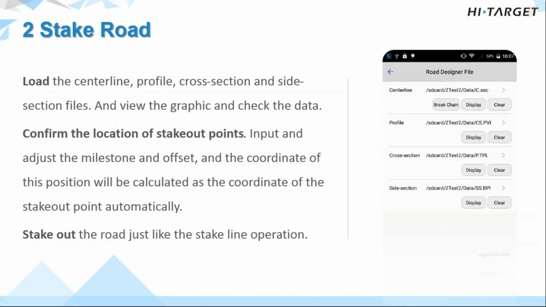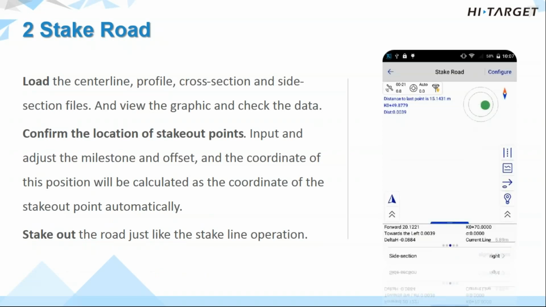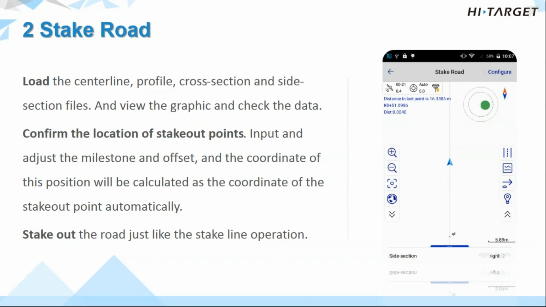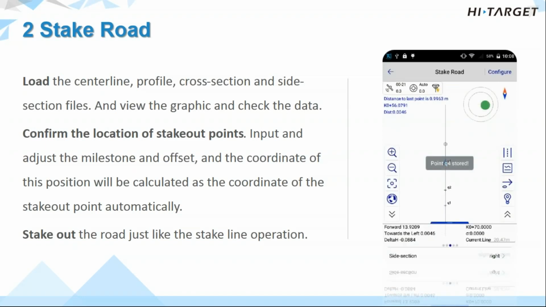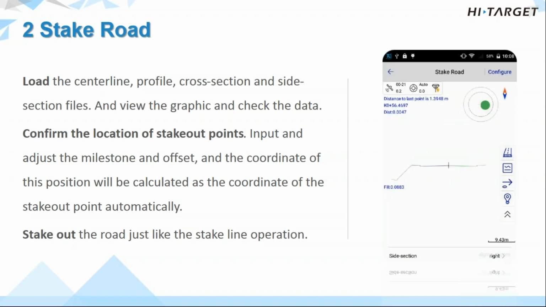The next step is to stake out. Note the central line, profile, cross section, and the side section fields, and view the graphic and check the data. After the check, you need to confirm the location of stake out points. Input and adjust the milestone of offset, and the coordinates of this position will be calculated as the coordinates of the stake out point automatically.